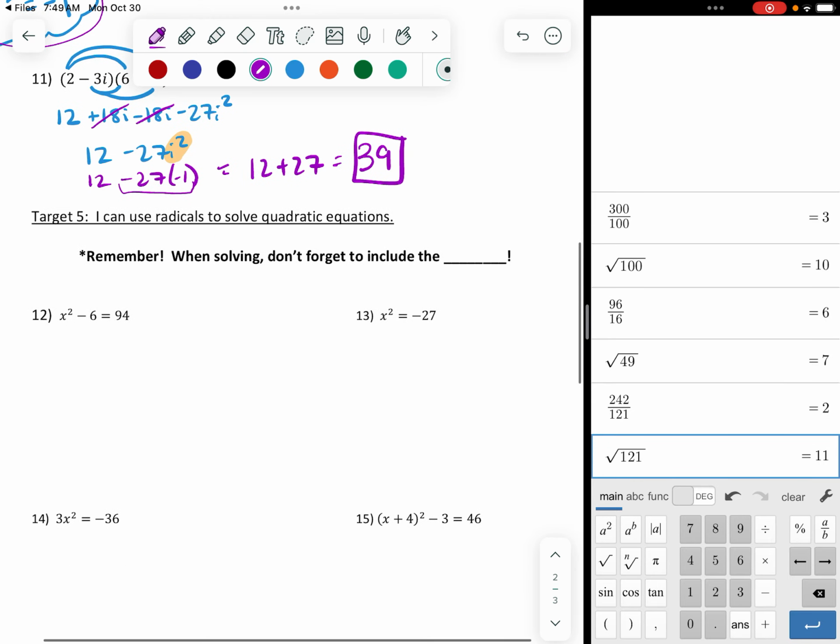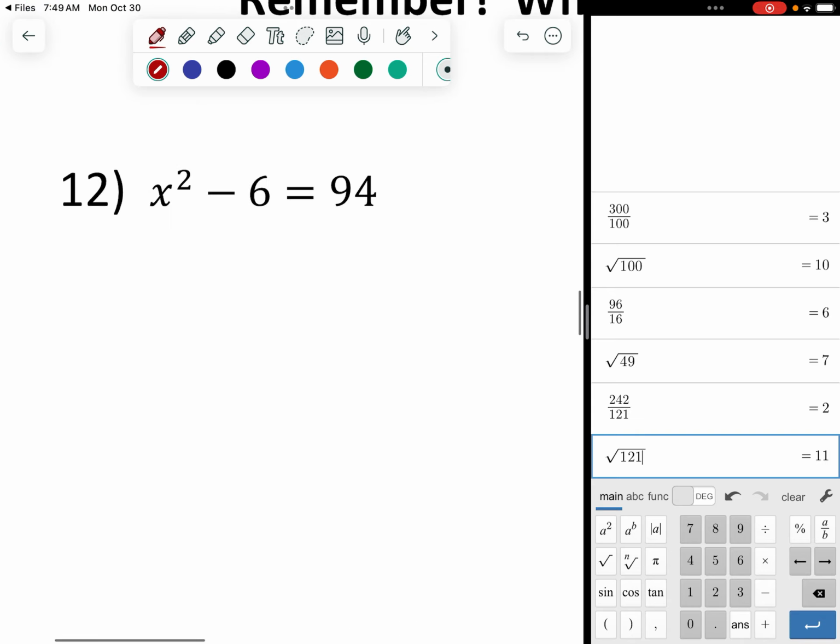All right, last target was solving. So remember, when solving, don't forget to include the plus or minus. Whenever you take the square root, you have to use a plus or minus. All right, so let's do a couple of these.